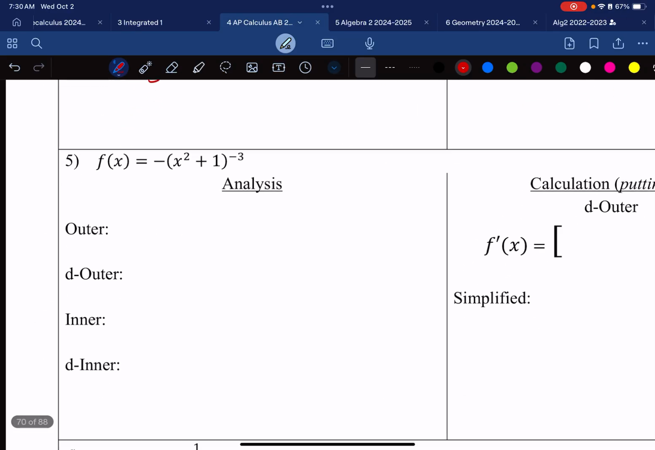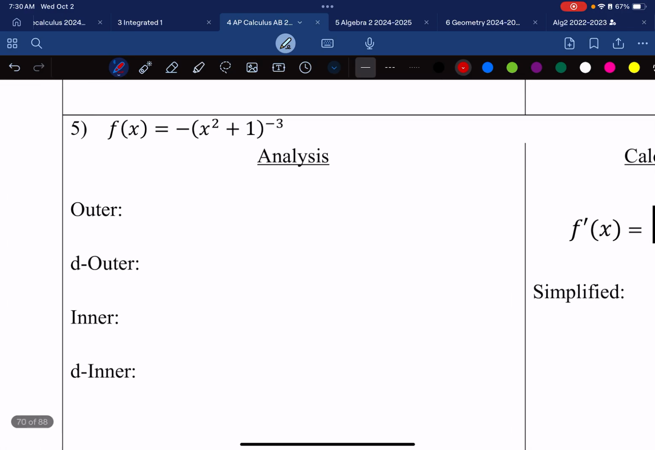All right, moving on to number 5. The outer is going to be negative stuff to the power of negative 3. The derivative of that is going to be negative 3 comes down in front. A negative times a negative is a positive. I have a positive 3 times some stuff to the power of, well, it used to be negative 3, I'm going to go down to negative 4. All right, what is the inner? The inner is x squared plus 1. The derivative of x squared is 2x. The derivative of 1 is 0, so I'm done.